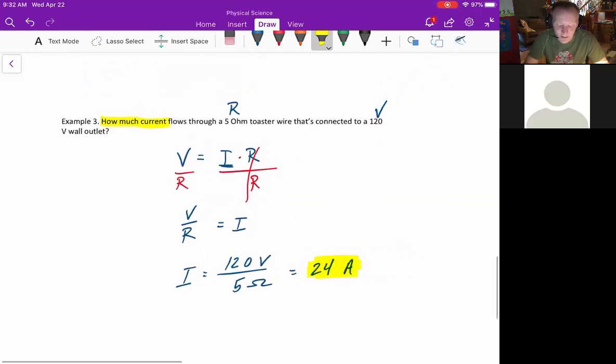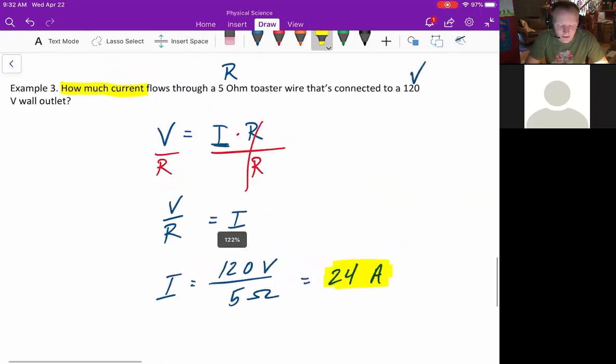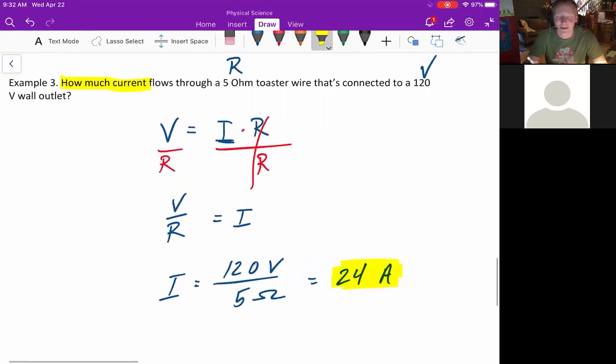So although this seems really simple as we're going through it, and mathematically it is, this is really powerful because it tells you a lot about the electricity use in your house. Everything that we use electrically is governed by this. Okay. Hope this helps, and good luck.